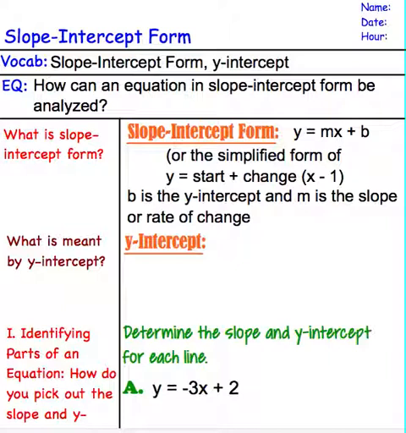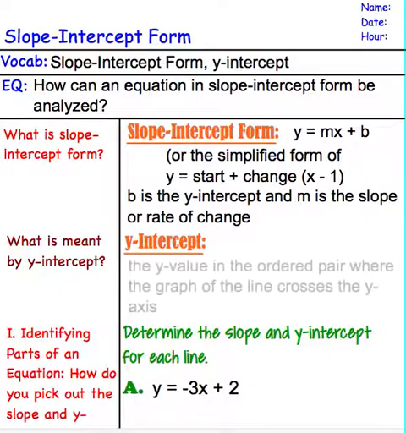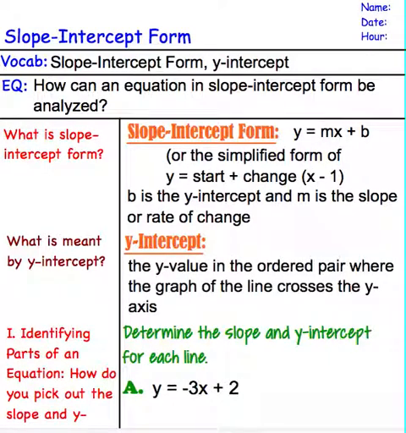Here, b is the y-intercept and m is the slope, or that rate of change, which is what we talked about last week. Now, why they chose b and m for the y-intercept and the slope, I have no idea, but we're not going to worry about that because we're going to use those letters. Now, the y-intercept, what I talk about in the definition, is that y value in the ordered pair where the graph of the line crosses the y-axis. So what this means is that if you have the ordered pair, your x is going to be 0, and then you're going to have some y value, and that's going to be your y-intercept.